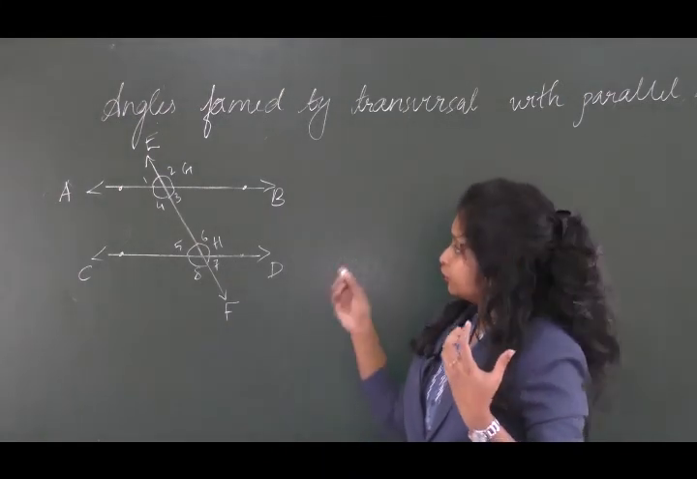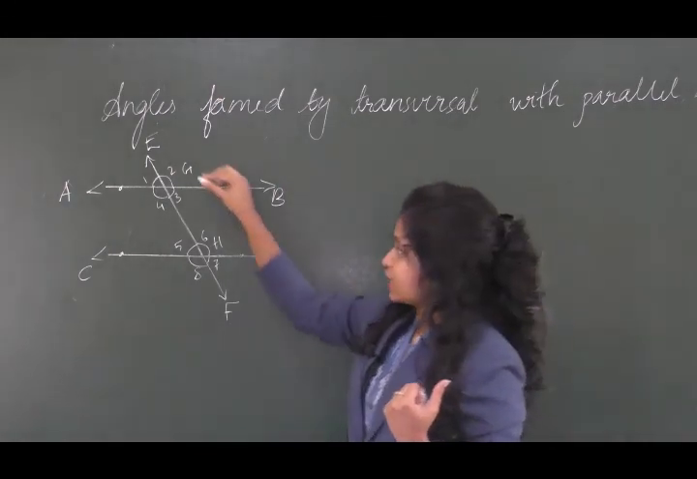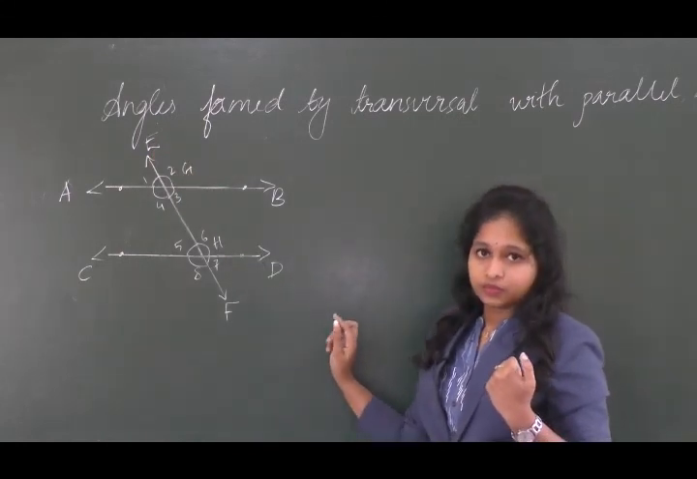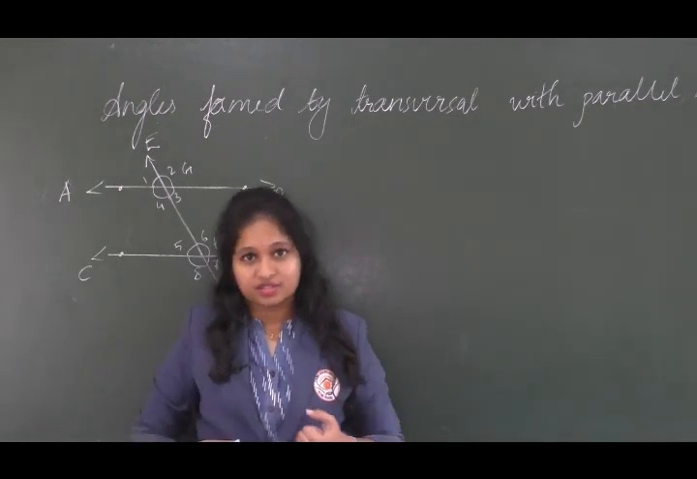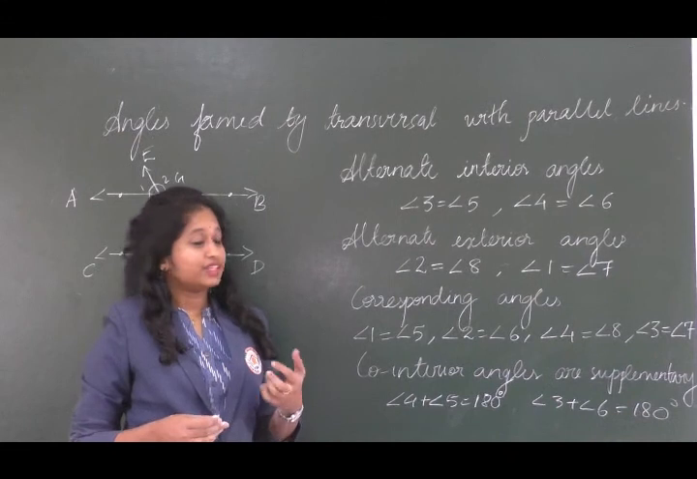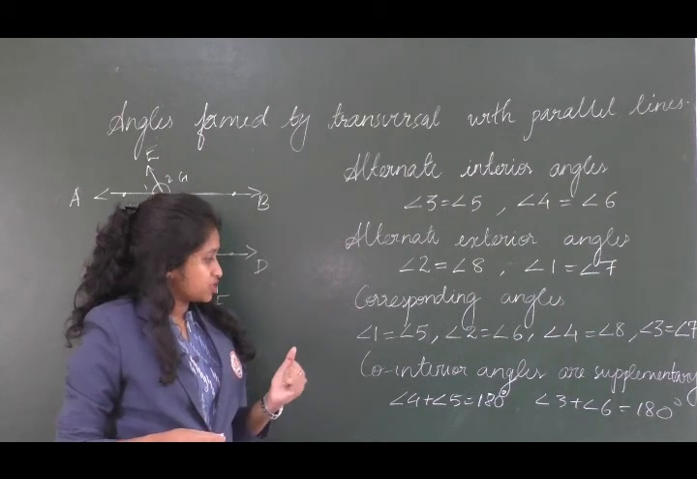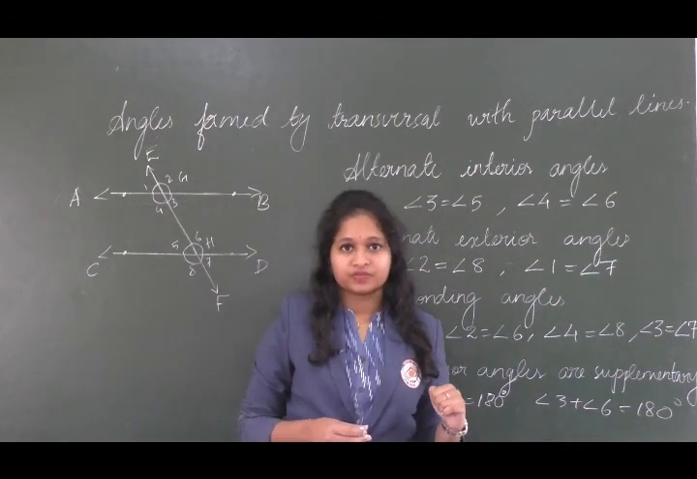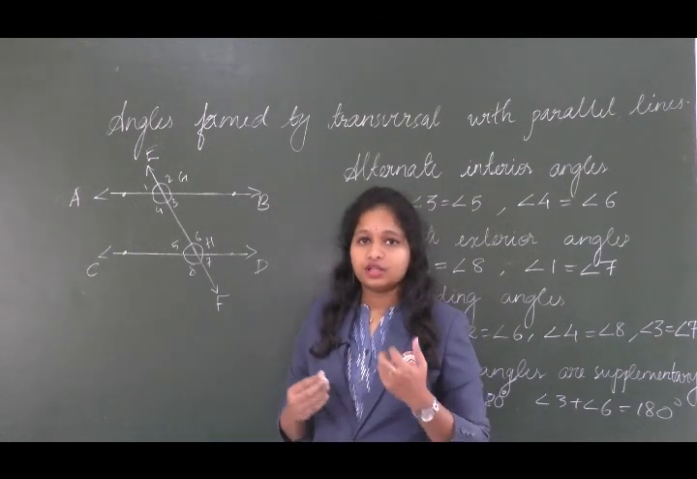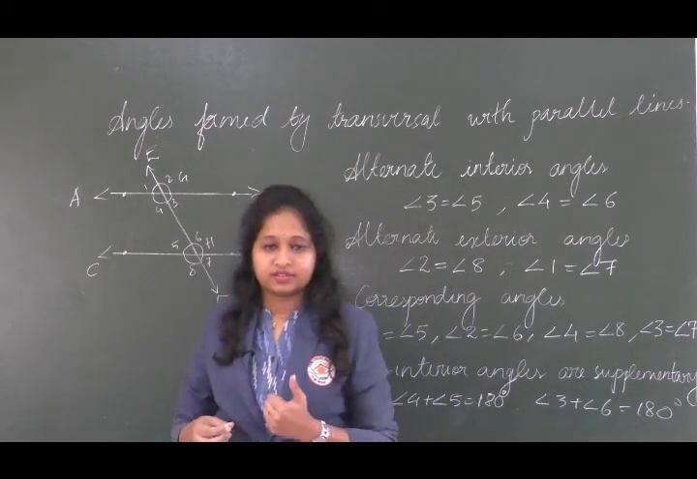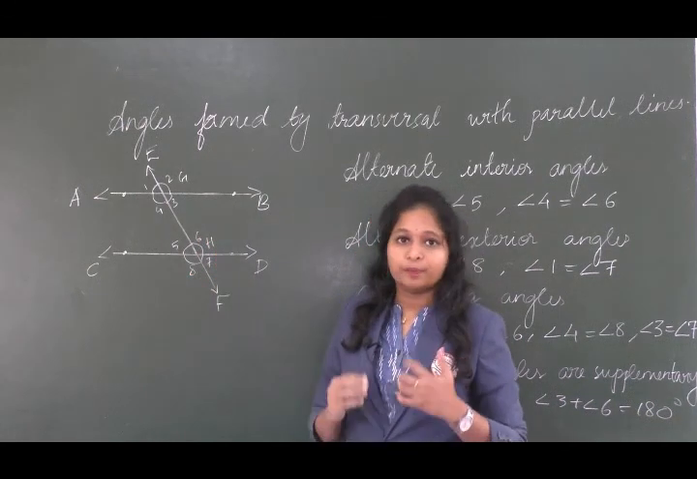But if two lines are parallel and a transversal passes through them, what are the conditions or results? Let's see that. So children, we learned about alternate interior angles, alternate exterior angles, corresponding angles and co-interior angles in the previous figure of a transversal and two lines. But here I have mentioned that both of these lines are parallel.